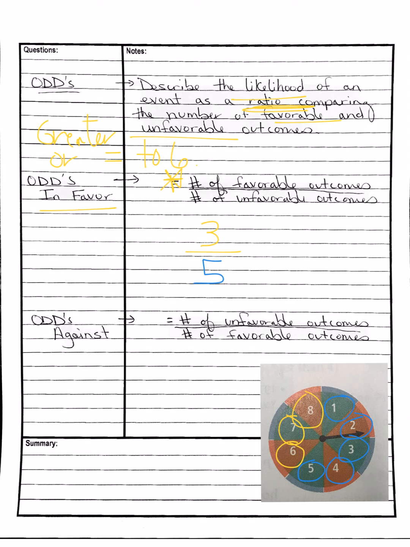Let's talk about the odds against, meaning unfavorable. If we take this exact same situation, if we want to know the odds against this, it would have been our 5 in the numerator divided by our favorable outcomes, which would have been the 6, the 7, and the 8, 3 different numbers. So we've talked about probability, finding theoretical and experimental. We've also talked about our odds in favor and our odds against.